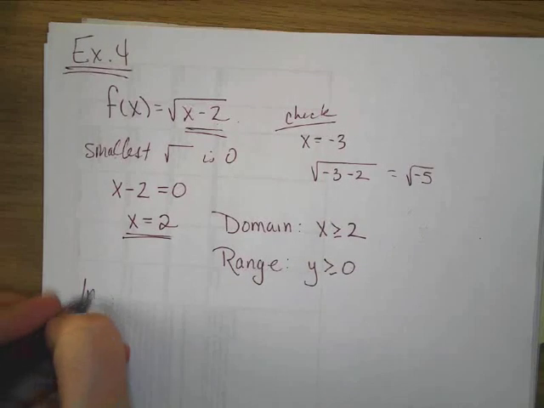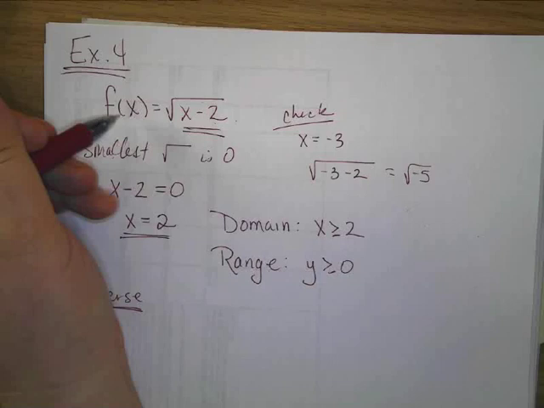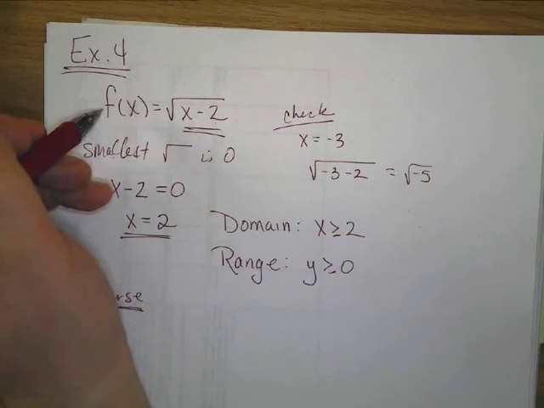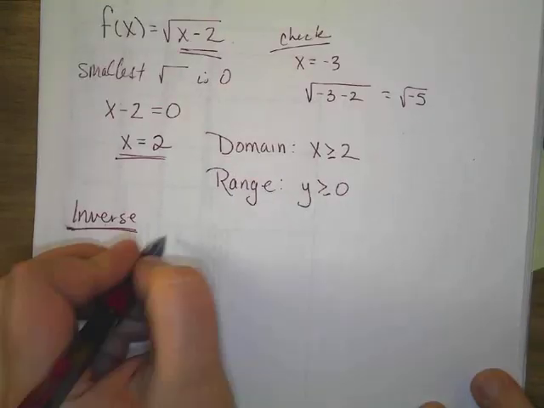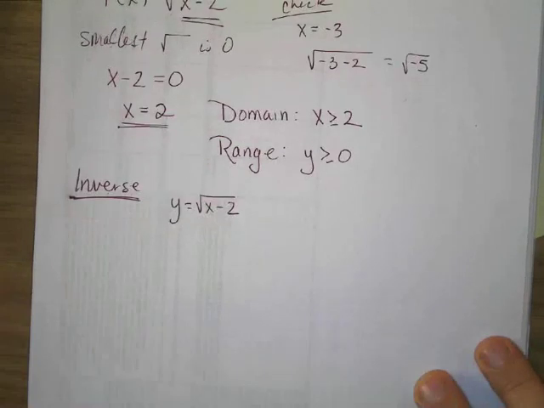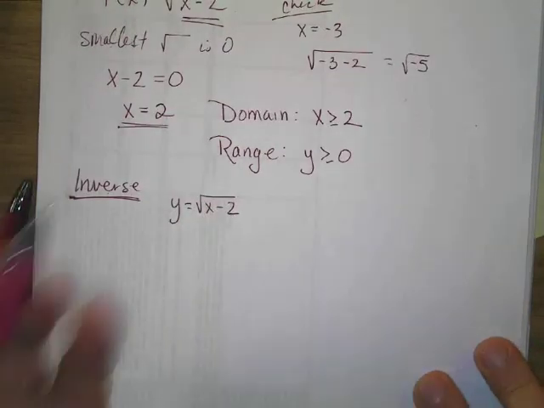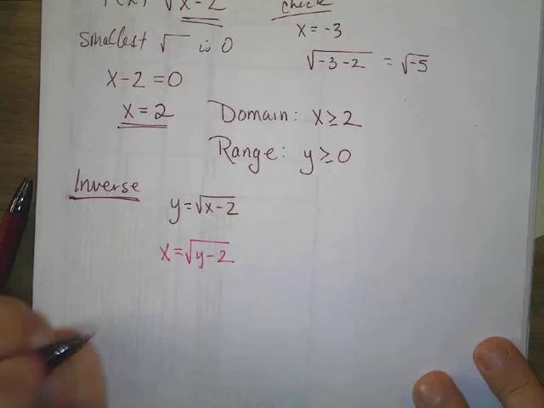Now we're going to find the inverse. Now I know this says f of x, but what can I really say? I could say it's y equals instead of f of x equals, right? Okay. So this is the function we start with. To find the inverse, what do we do? Switch x and y. So it's going to be x equals the square root of y minus 2.